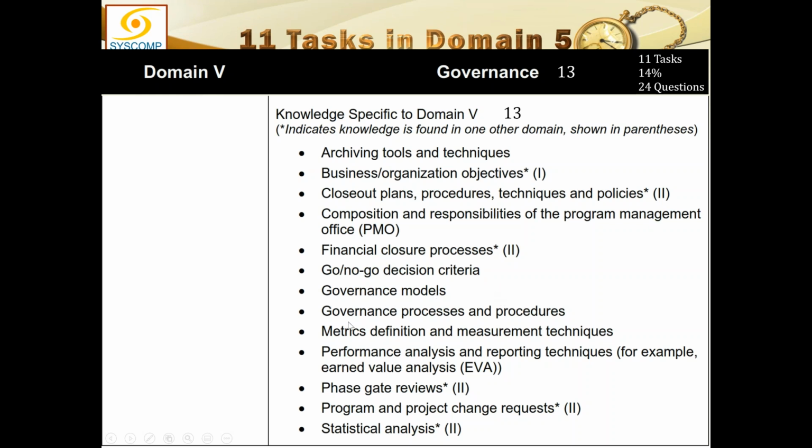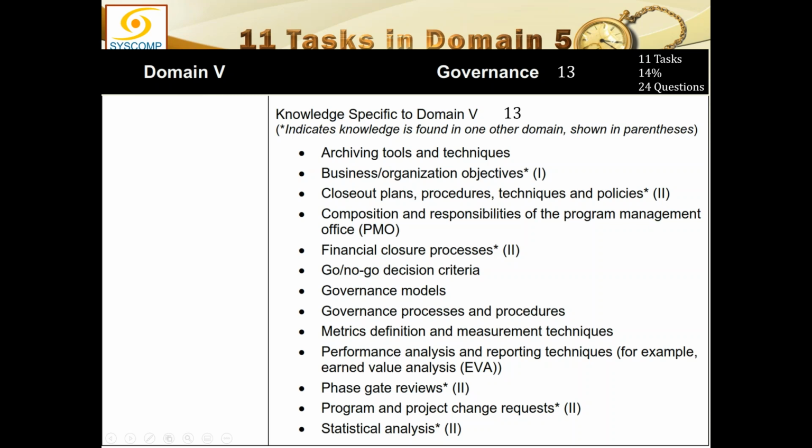So go no go decision criteria established here. Governance models you must understand. Governance processes and procedures you must understand. What are the metric definitions and measurement techniques? Performance analysis and reporting techniques, for example, earned value analysis, etc. Phase gate reviews, program and project change requests, and statistical analysis. These are different areas you must have awareness about. So ensure that for all the knowledge specific to each domain, you have no doubts about them. You at least know their usage and their definition.